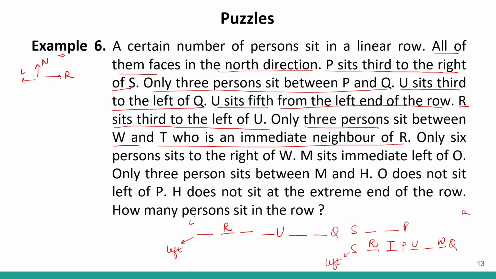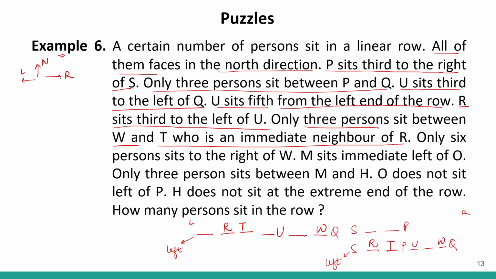Correct? Now, if I place T to be a neighbor of R, 1, 2, 3, I cannot get W over here because we already have U. So let me try to place T over here. Now between T and W there are 3 people. So 1, 2, 3. Here I can get W.